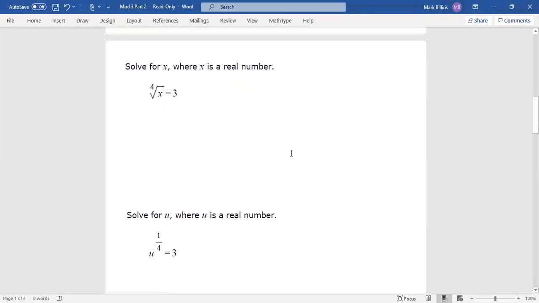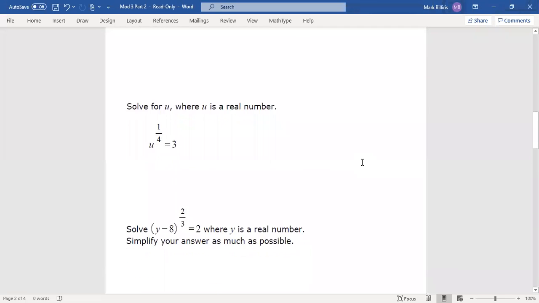Our next example, we're going to deal with a different root. We're going to deal with the fourth root of x equals 3. So the process is the same. Since with a square root we squared to get rid of the radical, if it's a fourth root, we're going to raise both sides to the fourth power. So the fourth root of x raised to the fourth power just gives us x. And then 3 to the fourth power is 81. So again, we're undoing. We're doing the opposite.